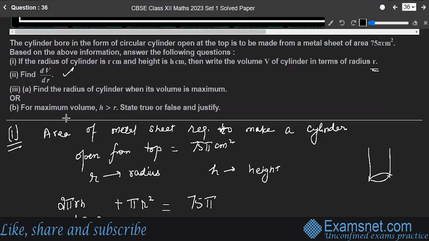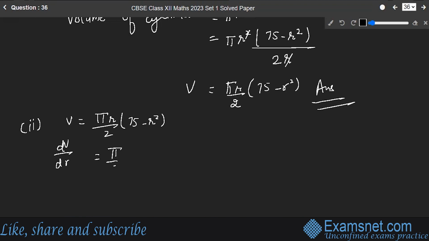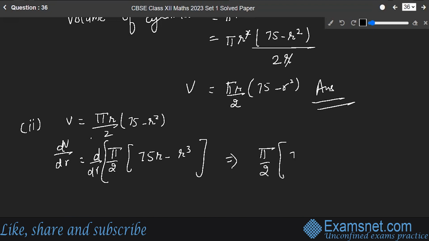Find dV upon dr. All right, this is easy because we already have the volume. So the second part says you are given V is equal to pi r upon 2 into 75 minus r square. dV upon dr is given by, I'll take pi by 2 common. So this can be written as d upon dr of this, 75 r minus r cube. That is equal to pi by 2, I'll take it outside, 75 minus 3r square. That's it. This is the answer for the second part.